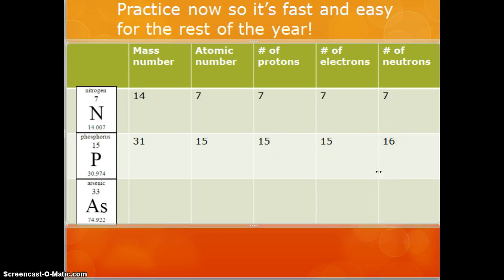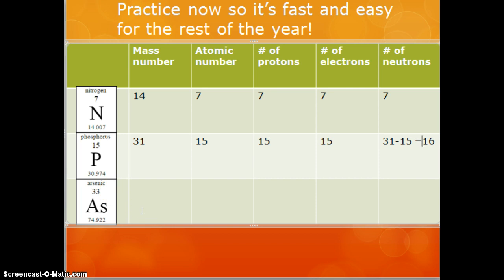And how did I get the number of neutrons? I took 31, my total mass, minus the mass of all my protons, 15, equals the fact that I have 16 neutrons. All right, go ahead and do arsenic.